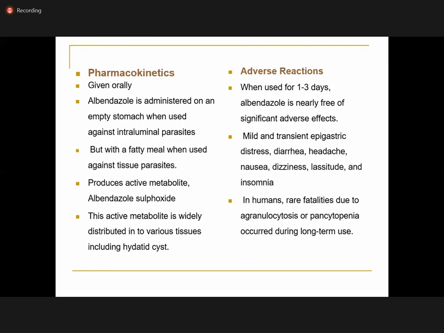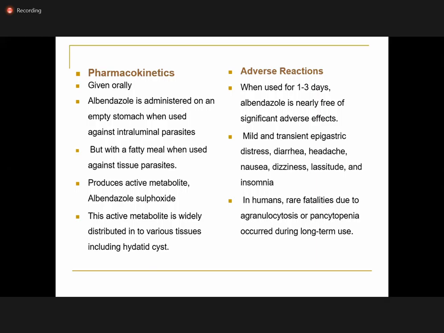Now, pharmacokinetics. All the anthelmintics are given orally, right? Albendazole is administered on an empty stomach when used against intraluminal parasites. But with a fatty meal, this is very interesting, right? Because if you give it with a fatty meal, what will happen? Maximum drug is going to get absorbed. When the drug gets absorbed from the intestine, less amount would be available in the intestine. But if you are going to treat intestinal worms, maximum concentration is required within the lumen. So if less absorption is there, that would be maximally beneficial for luminal worms, right?